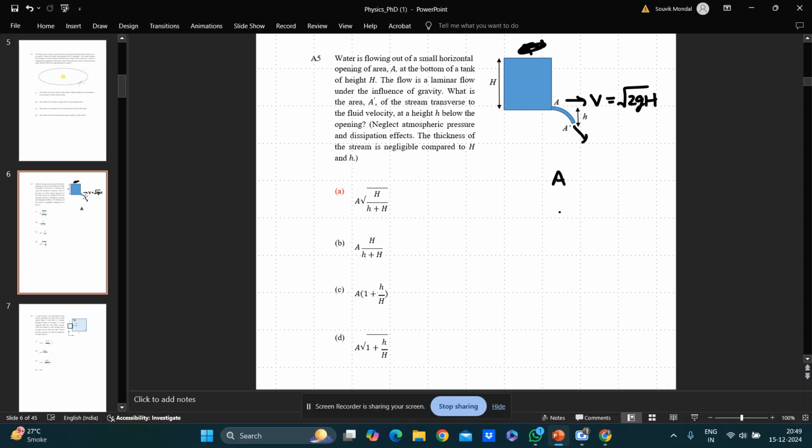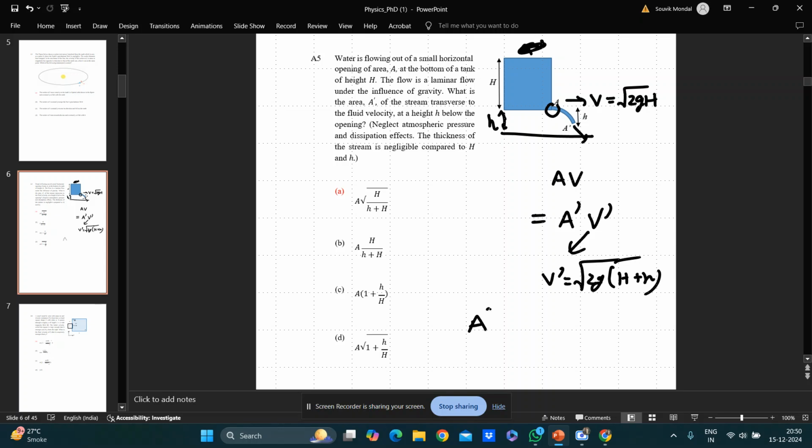You know the equation of continuity. This surface area is A, so A into v is equal to this surface area A prime into v prime. Now what is v prime? To calculate v prime, water is coming to this surface, so what is the total height the water is going? The total height is H plus h. So v prime is directly root under 2g into H plus h. So your A prime is simply A root under H by H plus h.